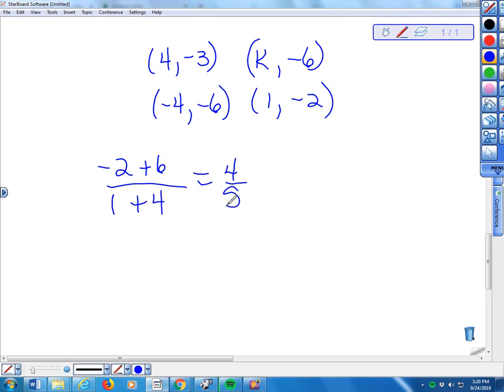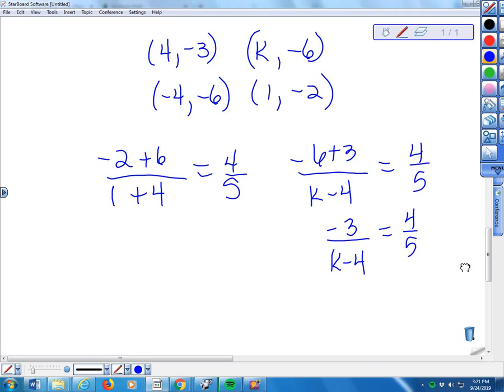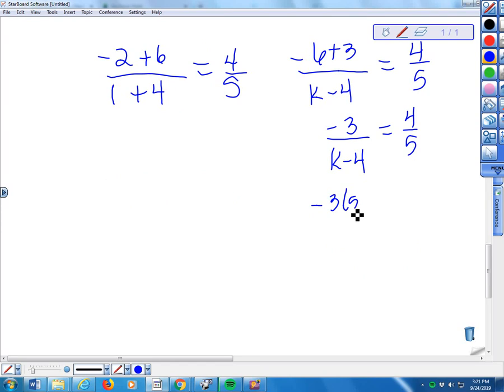Okay, and if they're parallel, that means the slope of this has to be the same. So you just set up an equation: -6 plus 3 over k minus 4 equals the slope. That's -3 over k minus 4. How do I solve a problem like this? We had one on the quiz or the test. Cross multiply. So I have -3 times 5 equals the slope numerator times k minus 4. Now you can solve.